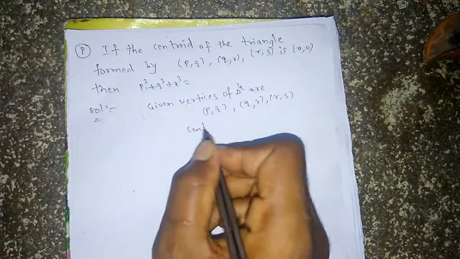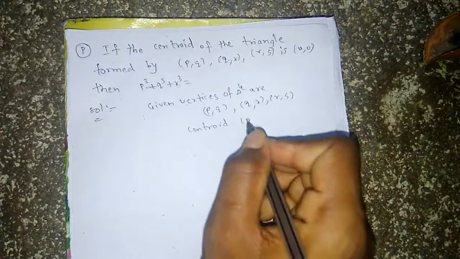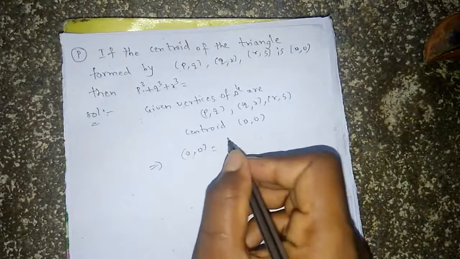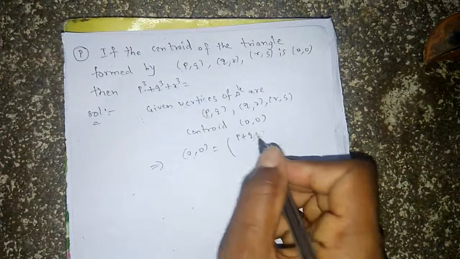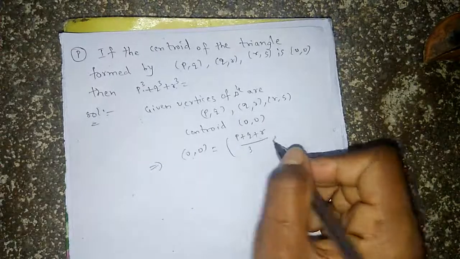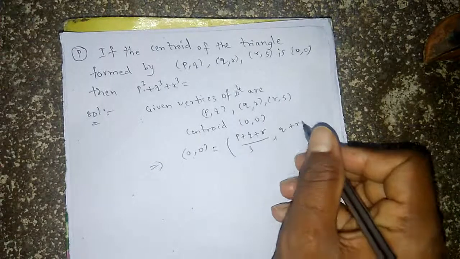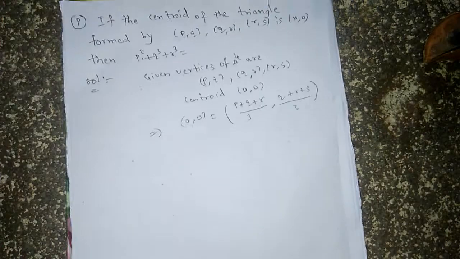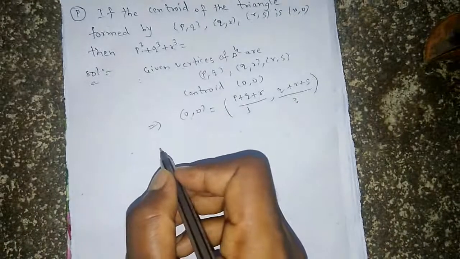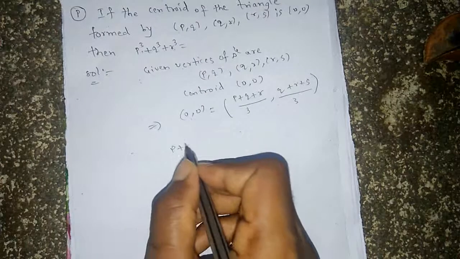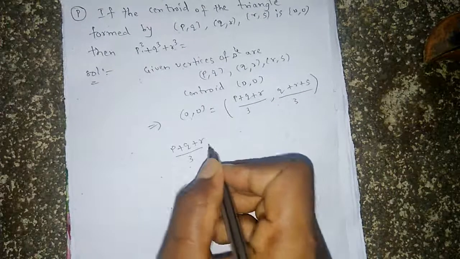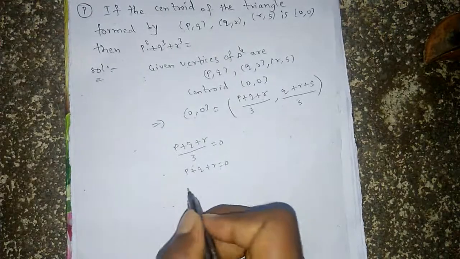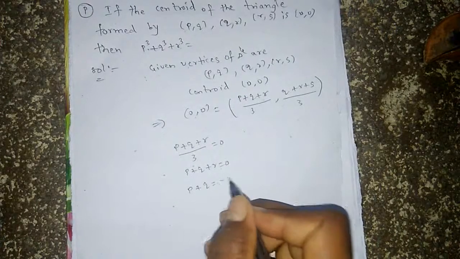Now the centroid is given as (0, 0), which implies (0, 0) equals ((p + q + r)/3, (q + r + s)/3). Now comparing, (p + q + r)/3 is equal to 0. So p + q + r is equal to 0, and p + q is equal to -r.